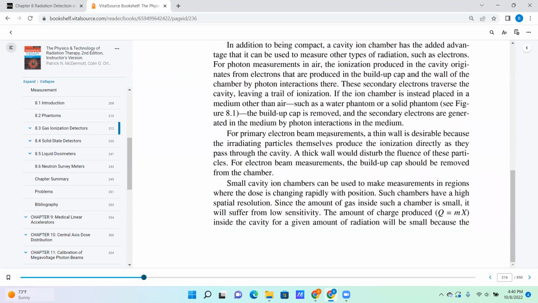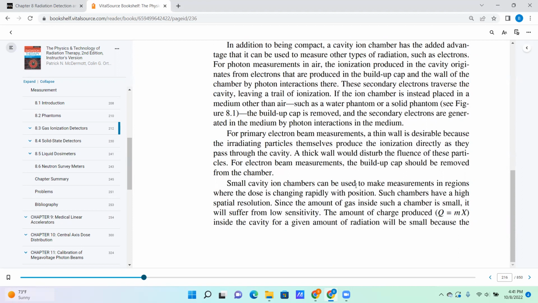So for primary electron beam measurements, a thin wall is desirable because the irradiating particles themselves produce the ionization directly as they pass through the cavity. A thick wall would disturb the fluence of these particles. For electron beam measurements, the buildup cap should be removed from the chamber.